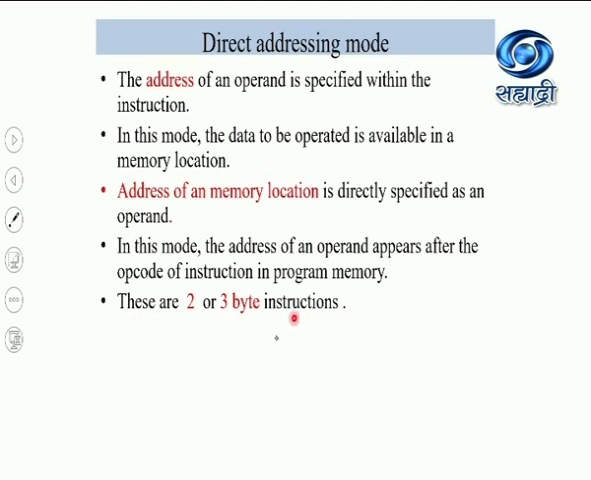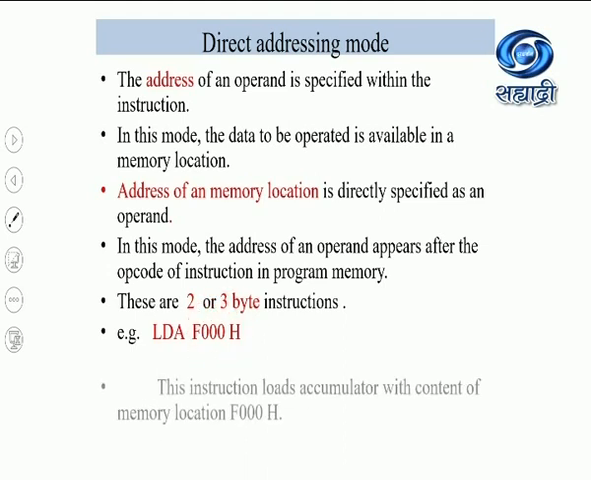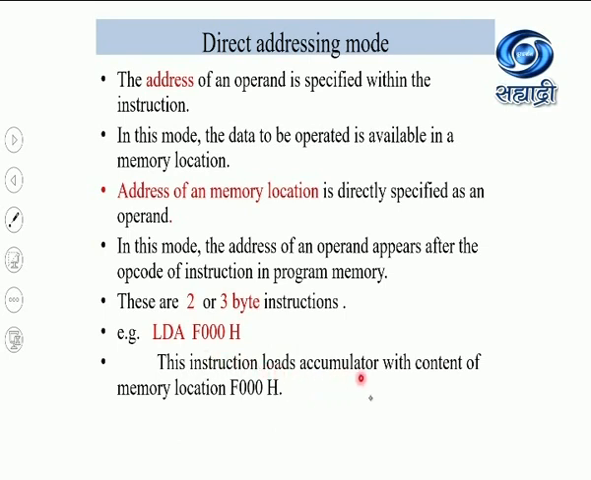These are 2-byte and 3-byte instructions. For example, LDA F1000H, load accumulator with the contents of memory location F1000H. This instruction loads the accumulator with the content of memory location F1000H. So here F1000 is the address of the memory location which is given directly in the instruction, and the data to be operated on is stored at this address.